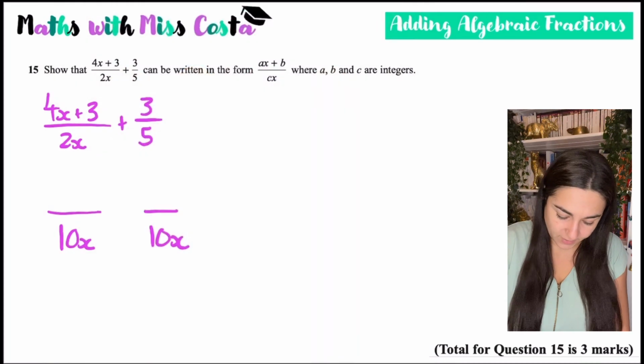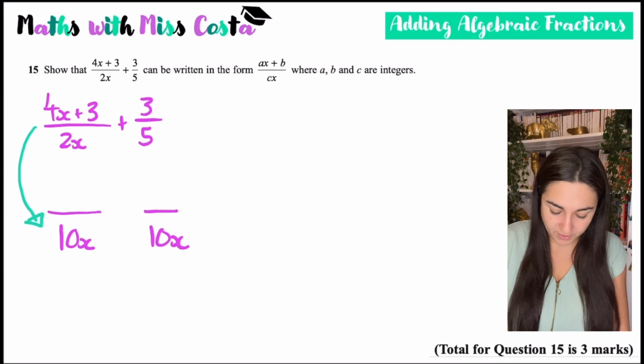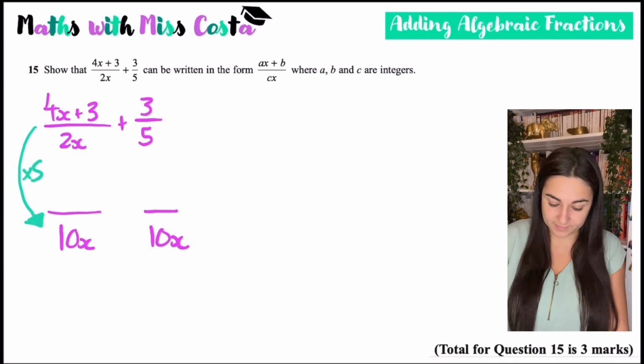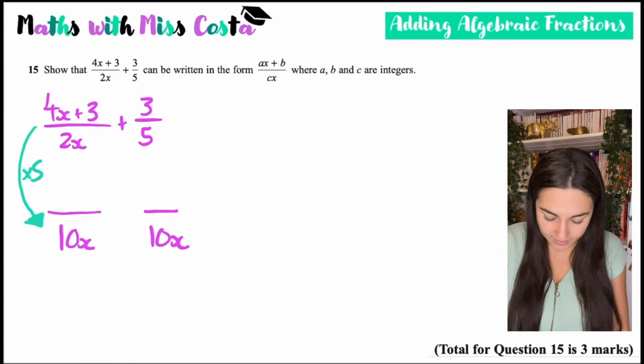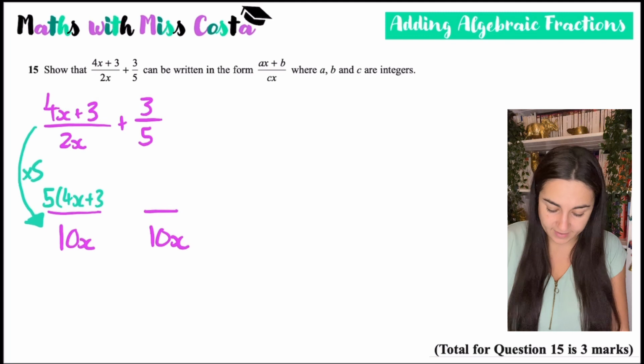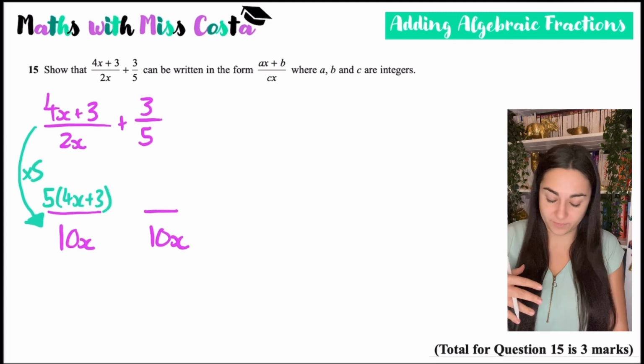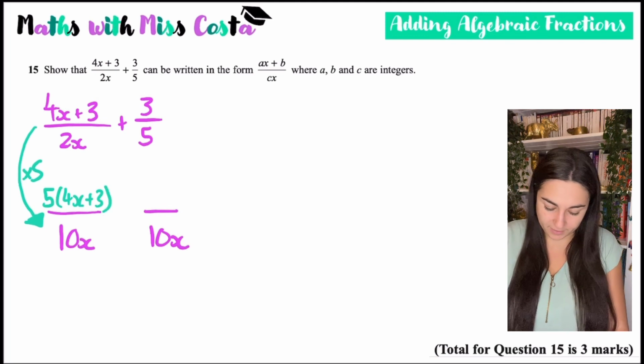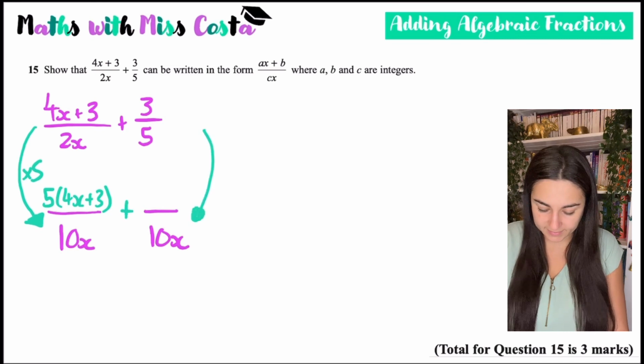Okay, so now I need to think, what have I multiplied this fraction by to get to 10x? Well, 2x, if I multiply that by 5, that gives me 10x. So I have to multiply each part of the fraction, so numerator and denominator, by 5 to keep it equivalent. So that's what I've done there. And then over here, what have I multiplied 5 by to get to 10x? I multiplied that by 2x. So I have to multiply 3 by 2x as well, which is 6x.